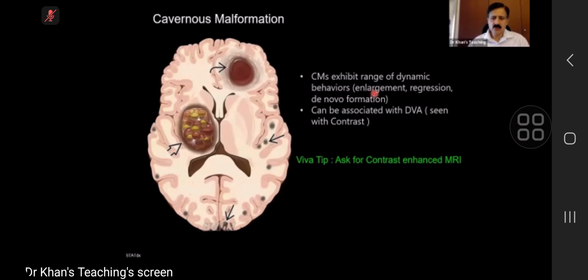Very interesting behavior of cavernomas. They can enlarge, they can regress, and they can form de novo. That means you have done a scan one year and there was nothing, and two years down the road, you can see a cavernoma. So don't think that it is something malignant, but this is how they behave. Age of presentation is anywhere between 40 to 60. Of course, it can be younger also.